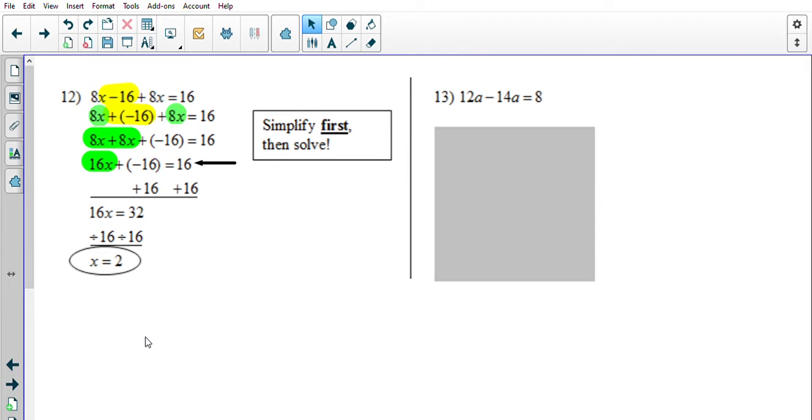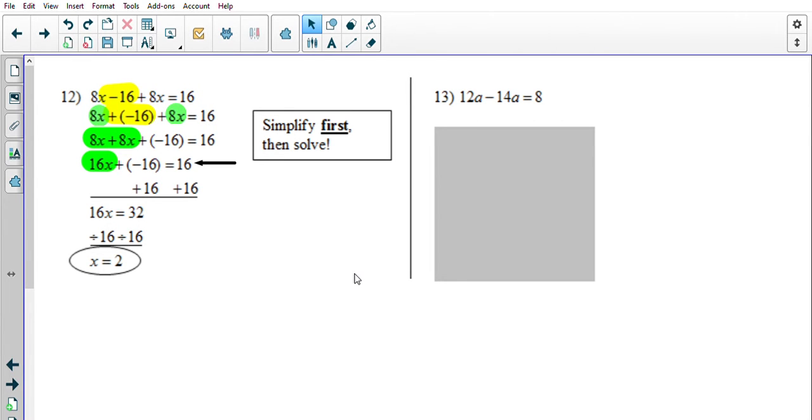Now, you can check your solutions here. It's a little trickier. You'd have to do 8 times 2 minus 16 plus 8 times 2 and hit equals. It's really easy to make a mistake, so always double check that. It does get me 16, which is this number on the right-hand side. All right, let's try some of these.